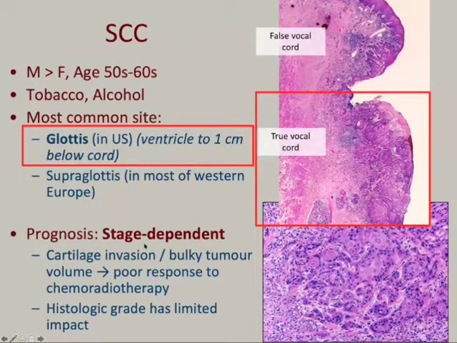Squamous cell carcinomas in the U.S. are most common in the glottis, of course related to tobacco and alcohol exposures. Prognosis and treatment is, of course, stage dependent, meaning how far has it spread locally? Is it in the tracheal cartilages? Is it in the strap muscles? Is it out and about, or is it restricted to the larynx? Histologic grading, like most squamous cell carcinomas of the head and neck, has effectively limited impact, and we do not grade at the U of C our squamous cell carcinomas. We say keratinizing or non.